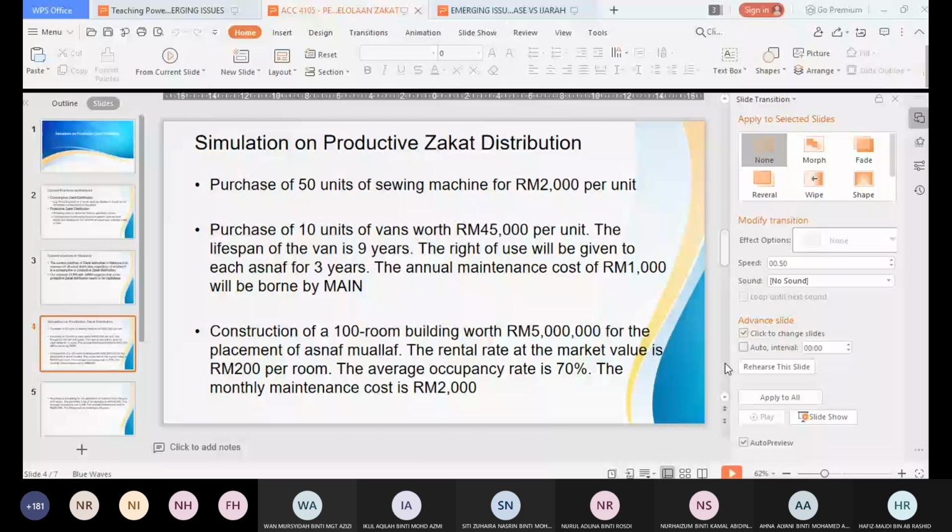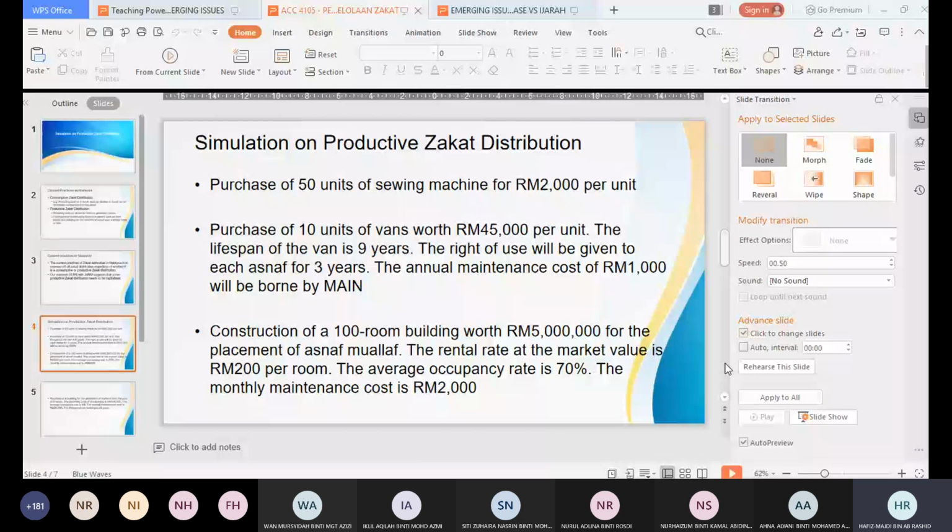So that's one. The second one, for example, is a food truck or food van, or whatever we call food lorries. You can give this, and you can have a policy that for every asnaf you give it for 3 years. They have the right to use it for 3 years, then you can give it to another asnaf. As for maintenance, the State Islamic Religious Council will maintain it.